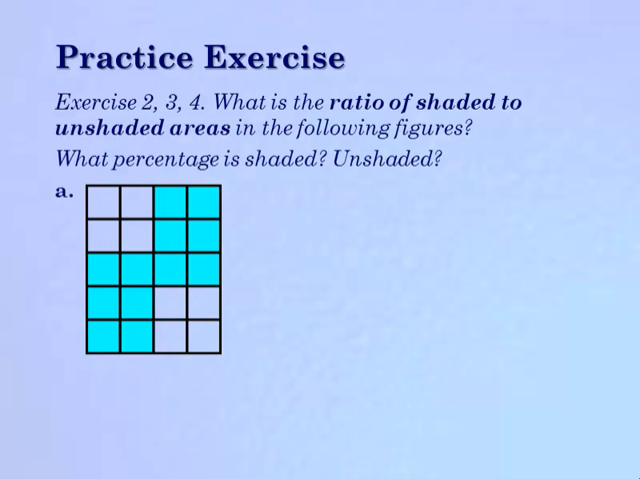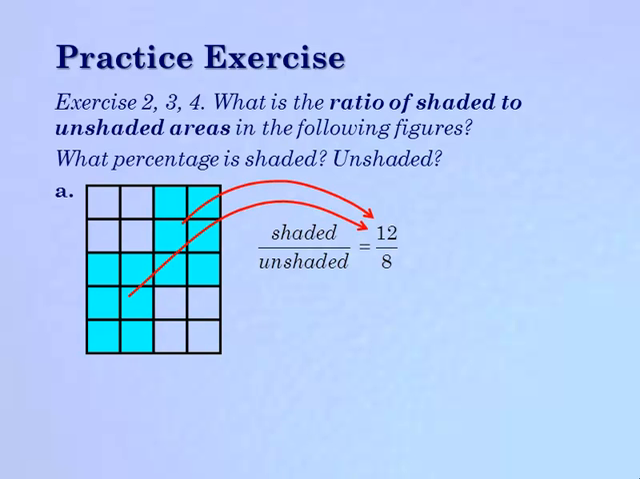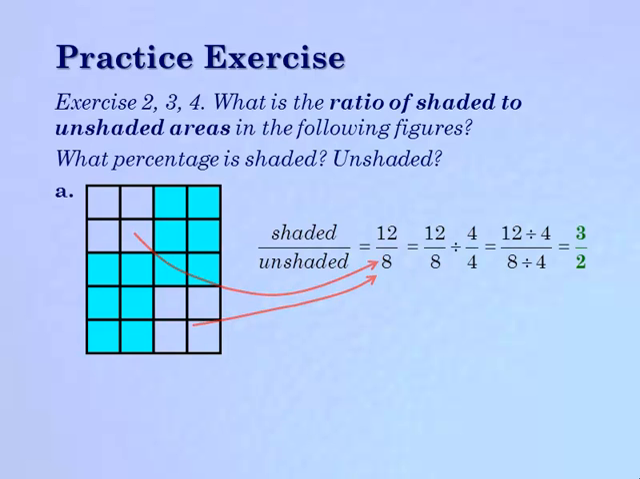So what is the ratio of shaded to unshaded areas in this problem? Well, that would be the count of the number that's shaded divided by the count of the number that's unshaded, which would be 12 to 8. So we can write and reduce that and divide both of those by 4, and we'll end up with 3 over 2. So the ratio is 3 to 2, which we can write many different ways.